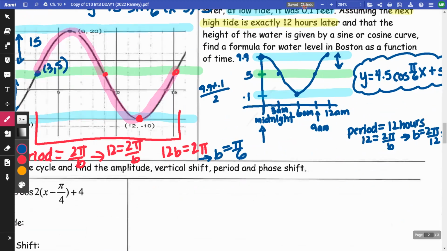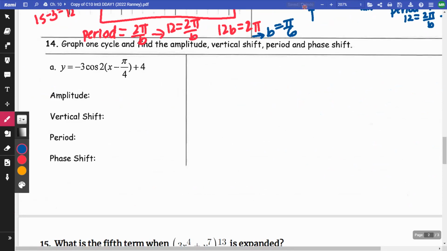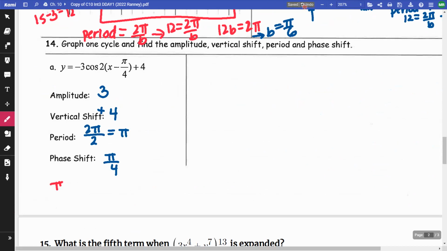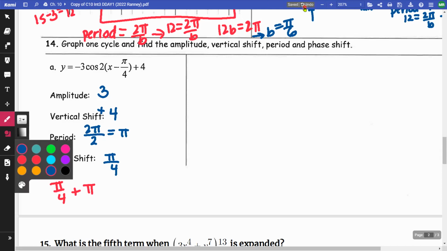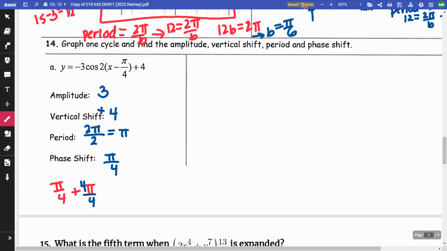Okay, on our next problem, we are going to be graphing y equals -3 cosine of 2 times (x minus pi/4) plus 4. My amplitude is 3. My vertical shift is +4. My period is 2 pi divided by my b, and my b is 2, so it's pi. And then my phase shift is going to be pi/4. So what that means is I'm going to start at pi/4. I am going to go pi away. Now pi in terms of fourths would be 4 pi/4. So I'm going to end up at 5 pi/4.